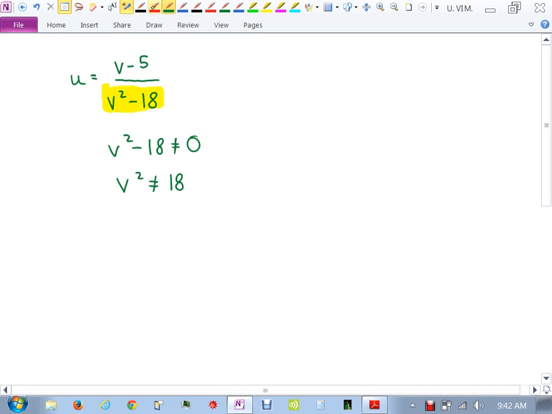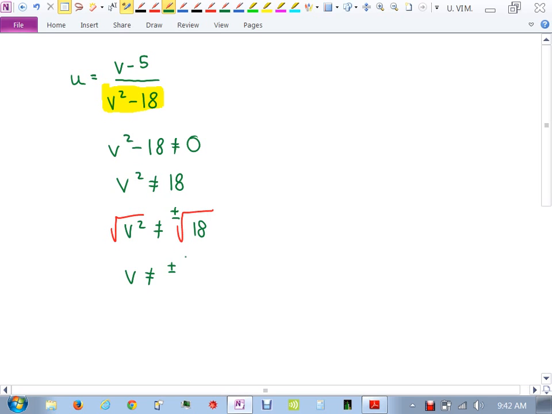And then you can take the square root on both sides. When you take the square root of the left side, it'll get rid of the squared. When you take the square root of the right side, you get square root of 18, but it has to be plus or minus, because anytime you take the square root on both sides of an equation, you have to do plus or minus. So what you get here is v cannot equal, what is it? Plus or minus.